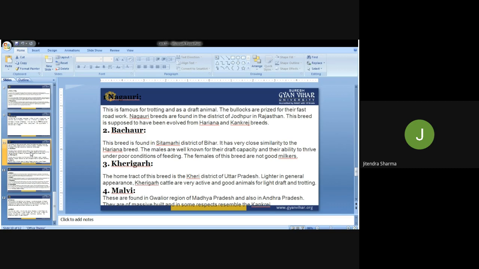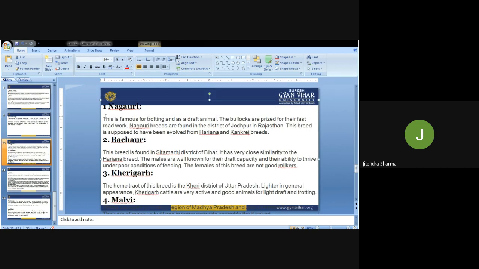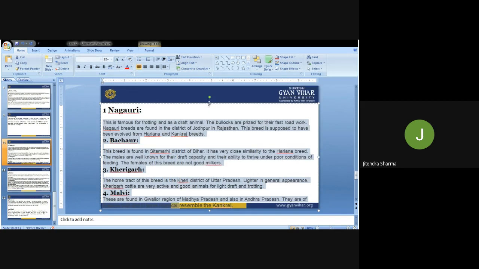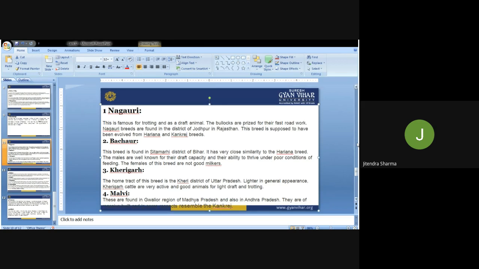Now we have breeds which are not that much milk producers, but their males are very much used for agricultural operations. The first one is Nagori. This breed is very famous. The males of this breed are heavy workers and famous as draft animals. The bullocks are prized for their fast road work. Nagori breeds are found in the district of Jodhpur in Rajasthan. This breed is supposed to have evolved from the Haryana and Kankrej. This has been found out through character study.